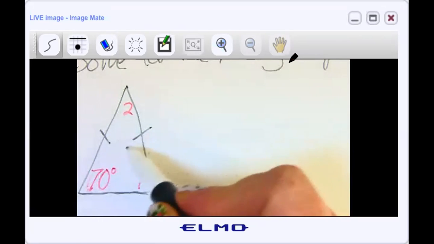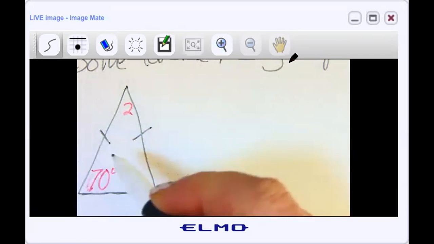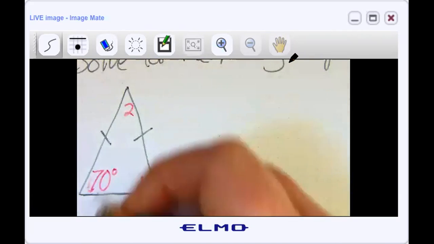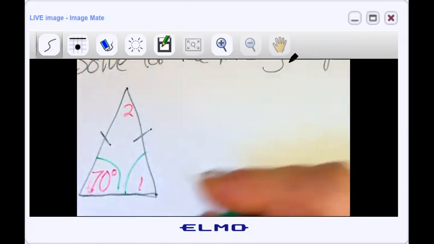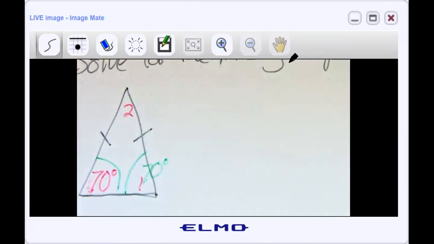If I have an isosceles triangle, the two angles across from the sides, those base angles, are going to be equal. So this angle here and this angle here are the same. So if that one's 70, then angle 1 is also 70. All right, great. Now, how are you going to find angle 2, though?